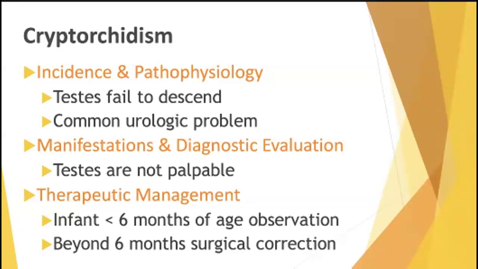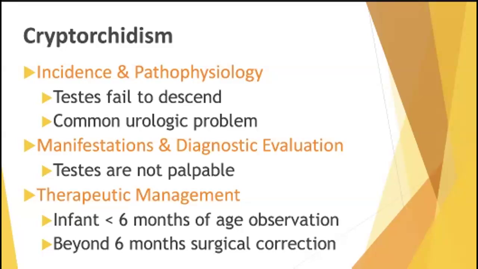Risk factors: low birth weight, family history, genetic predisposition. There is a link with autism. Complications: if it's not corrected, or even with it, we can have decreased fertility, increased risk of cancer, testicular torsion is at high risk, development of inguinal hernia, and some psychological issues.